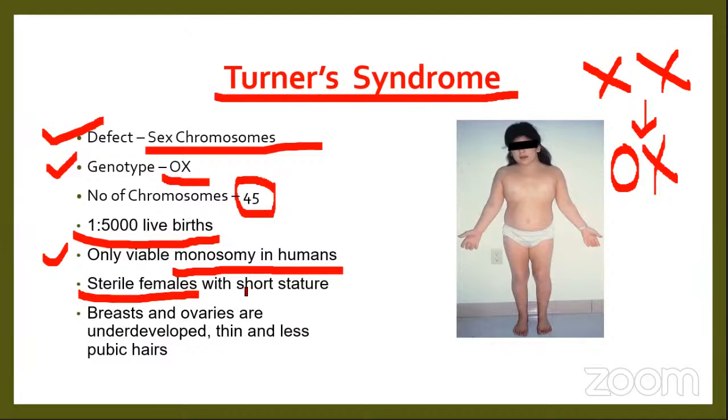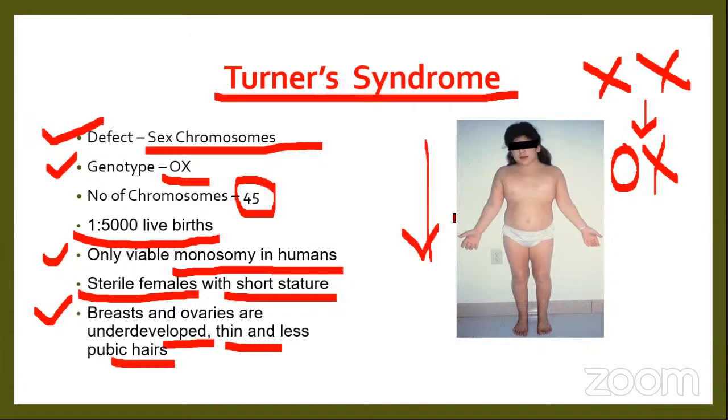They cannot produce babies, and they have short stature. Breasts and ovaries are underdeveloped. Thin and less pubic hair is seen. In this condition, they cannot produce ovum properly, so that's why they cannot reproduce. Here in the picture, you can see she is actually a female. The person suffering from Turner syndrome has male characteristics somehow. It means they do not have female characteristics completely.